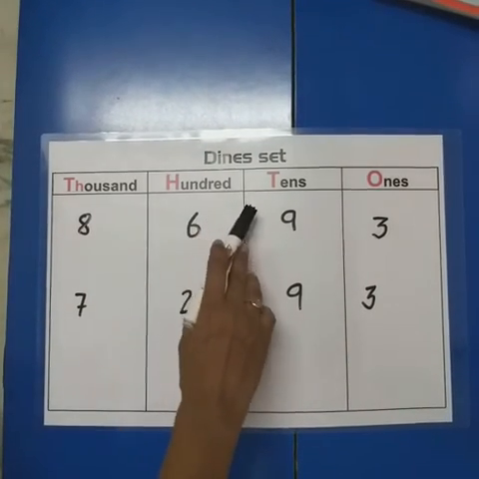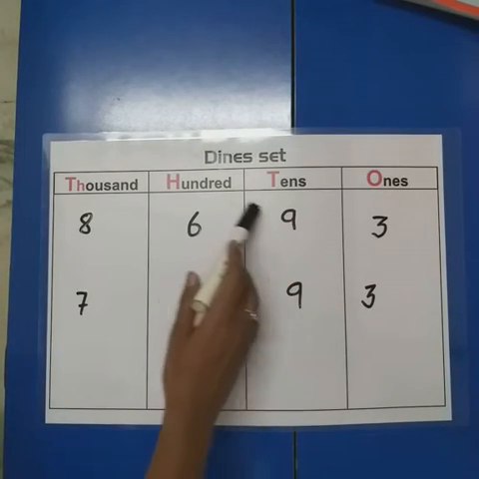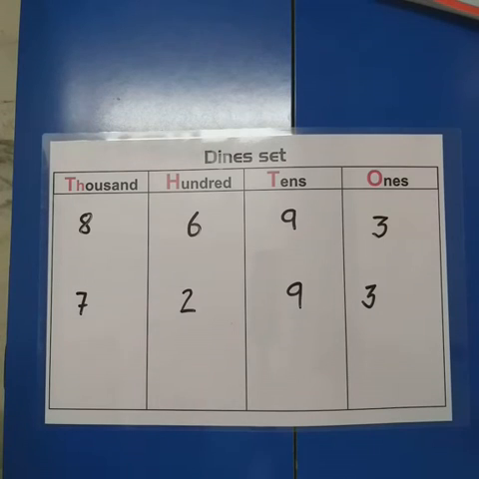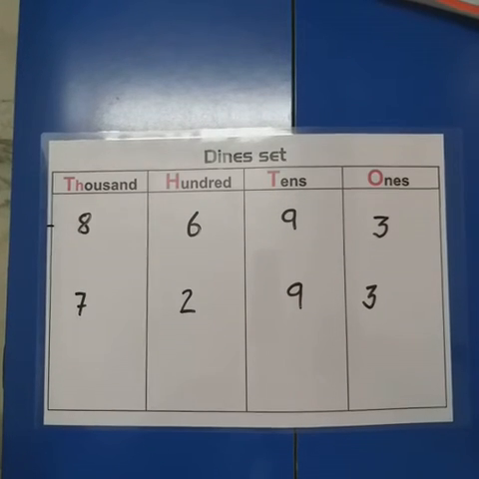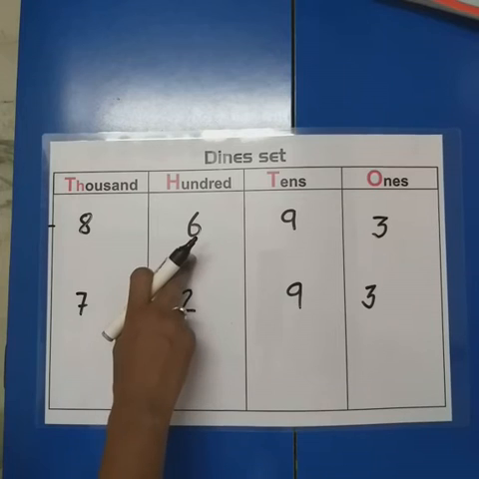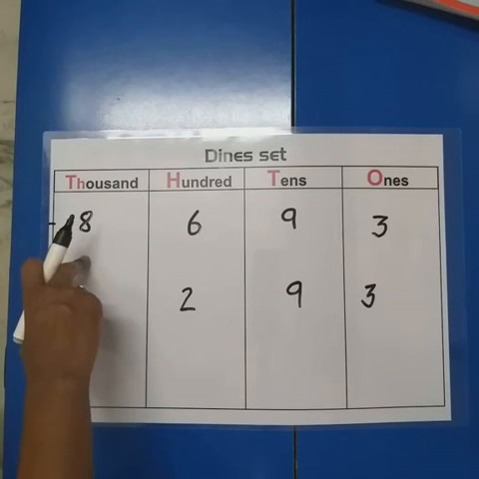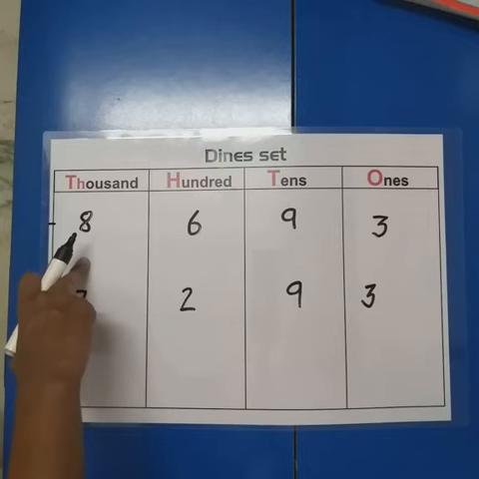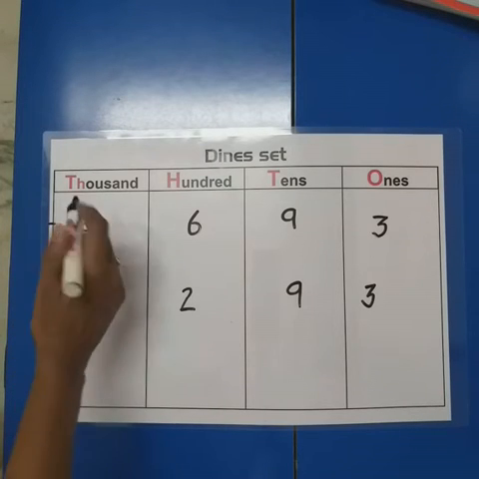We have a number and its places. My question is: round off each number to the highest place. In this number, what is the highest place? Ones? No. Tens? No. Hundreds? No. Thousands? Yes, thousands is our highest place. Okay, students.